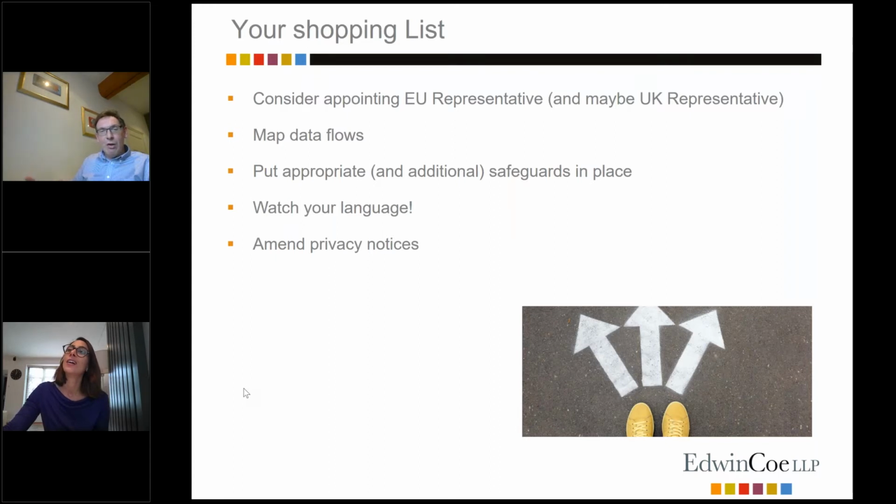UK law and EU law. And the question is, should I be referring to UK law or EU law in my privacy notice, or indeed in my contracts?